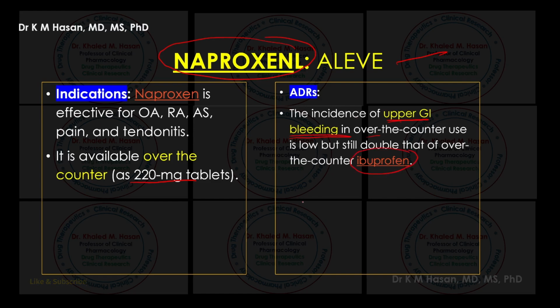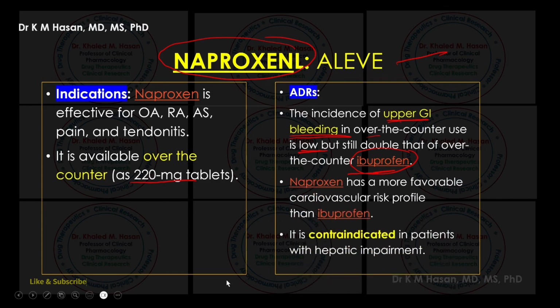So the safety profile of naproxen is much better than ibuprofen. The incidence of GI bleeding over the counter is lower than with ibuprofen. We need to remember that for Aleve and naproxen, available over the counter 220 milligram and prescription 400 milligram. Naproxen also has a more favorable cardiovascular safety profile compared with ibuprofen.